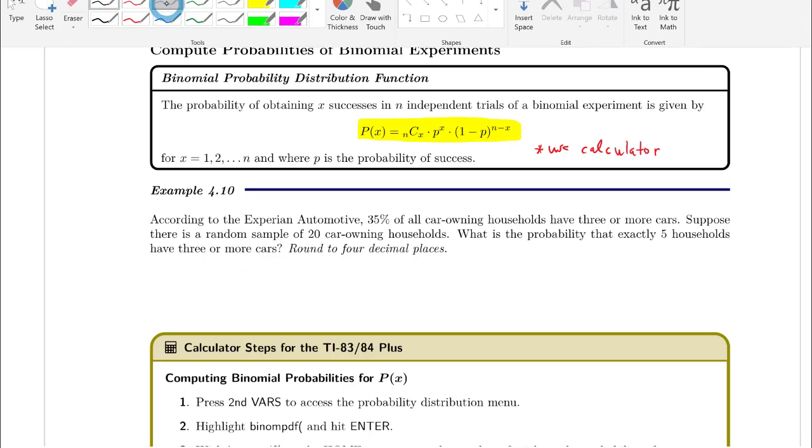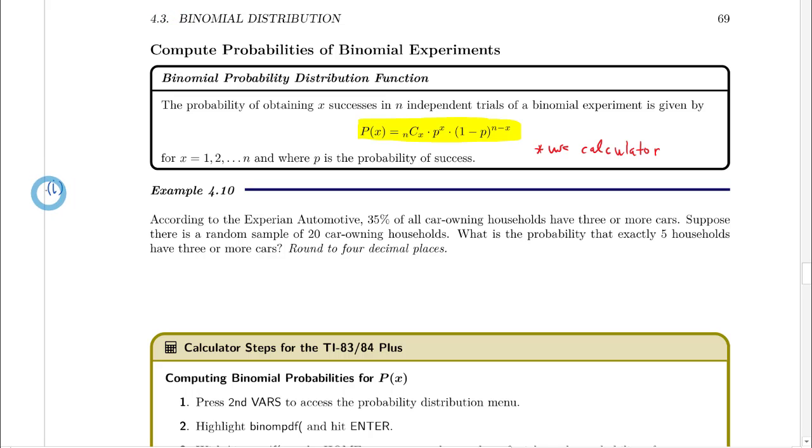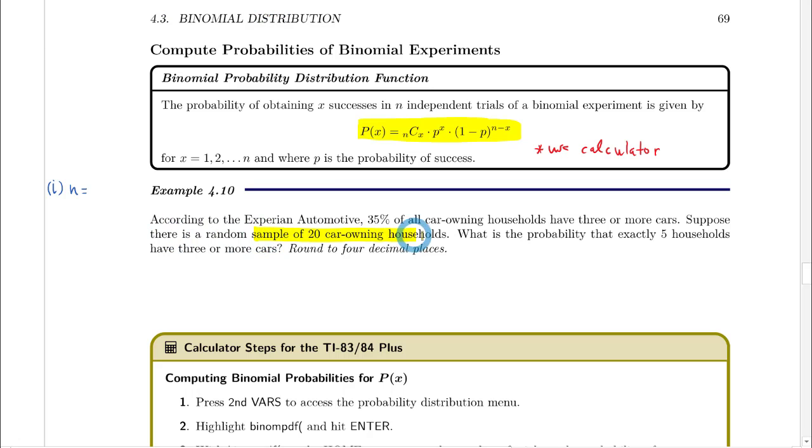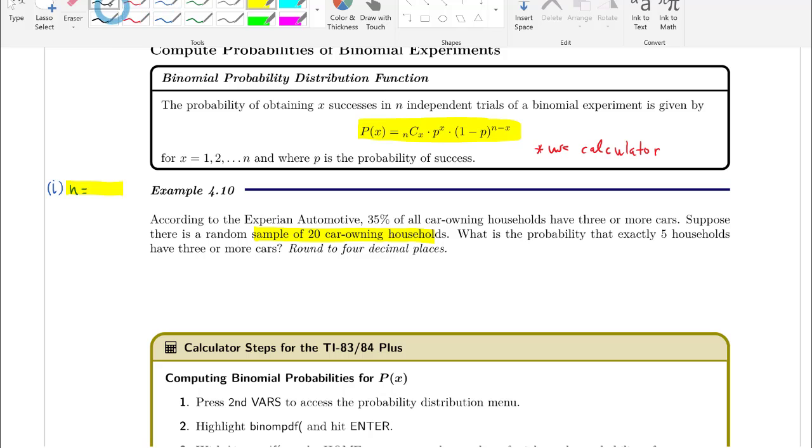So let me go ahead and put the criteria over here on the margin. The first one is a fixed number of trials. So are there a fixed number of trials? Am I just surveying, like the airline that wanted to see the flights that were not on time? Am I just surveying households until I get a certain amount of households that are successful? Or am I only surveying a certain number of households? It says right here, suppose there is a random sample of 20 car-owning households. So I know I have a fixed number of households that I'm surveying. So n is going to equal 20.